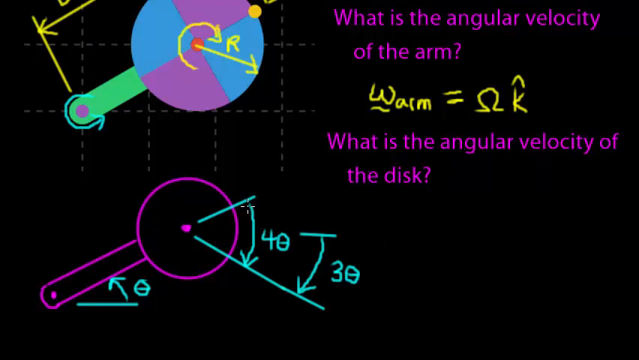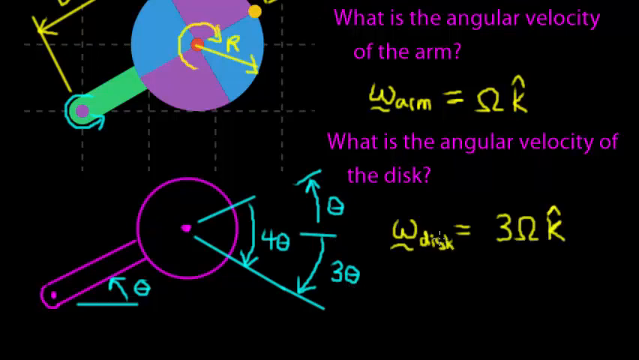When the disk moved at an angle 4 theta relative to the rod, it moved an angle 3 theta relative to the horizontal here, because the rod itself moved an angle theta. Right? So this theta is the same as that theta, right? So again, the rotation of the disk relative to some fixed reference is just 3 theta in the clockwise direction. Therefore, the angular velocity of the disk is given by the following, right?